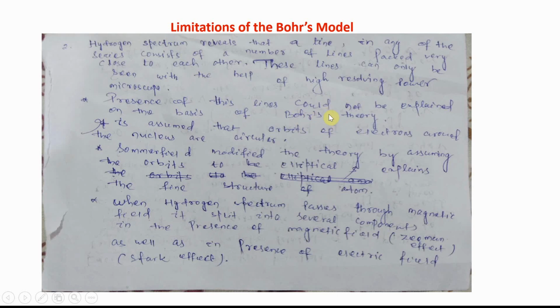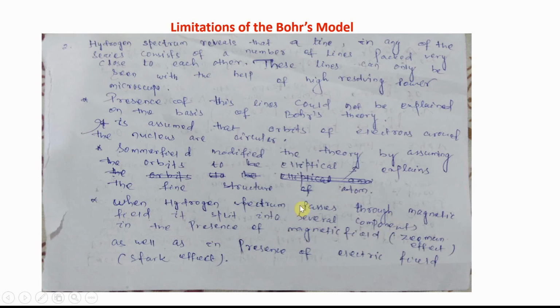theory. Why will it not be explained on the basis of the Bohr theory? Because if we put this hydrogen spectrum further into a magnetic field, it splits into several components in the presence of the magnetic field, which is the Zeeman effect, as well as in the presence of an electric field, the Stark effect. That means when these lines pass through an electric field or a magnetic field, the fine lines cannot be seen. That means it cannot be split out.